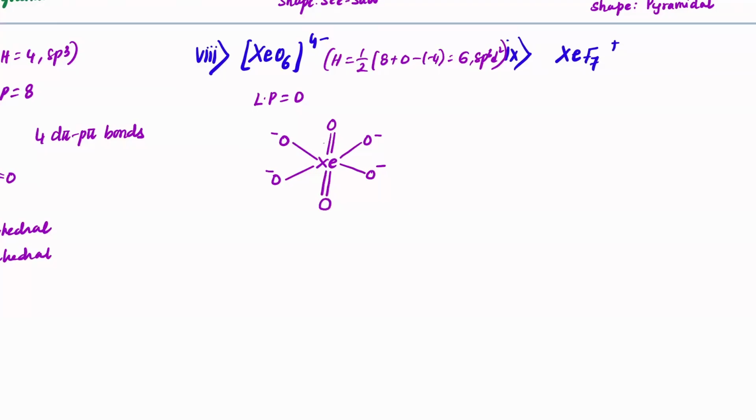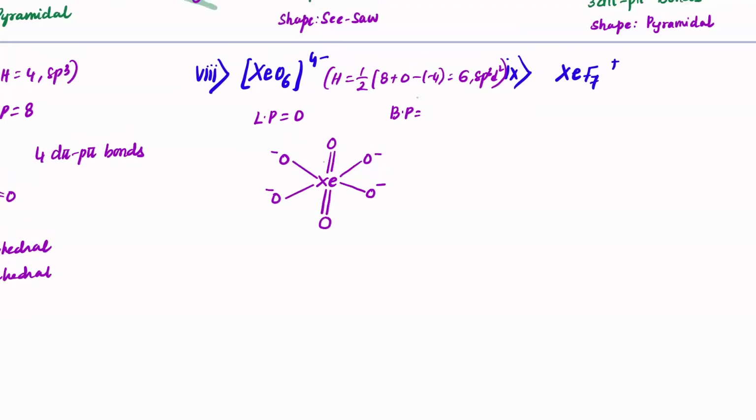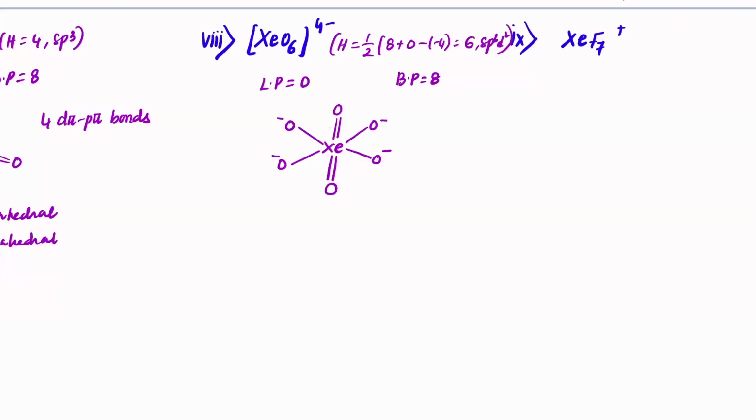Now you can see how many bond pairs we have. The number of bond pairs will be 8, because 1, 2, 3, 4 here, 5, 6, 7, 8. Now check one important thing. If I ask you the number of lone pairs in the molecule, because here I was talking only about xenon, what if it was about the entire molecule? Here we'll have 2 lone pairs.